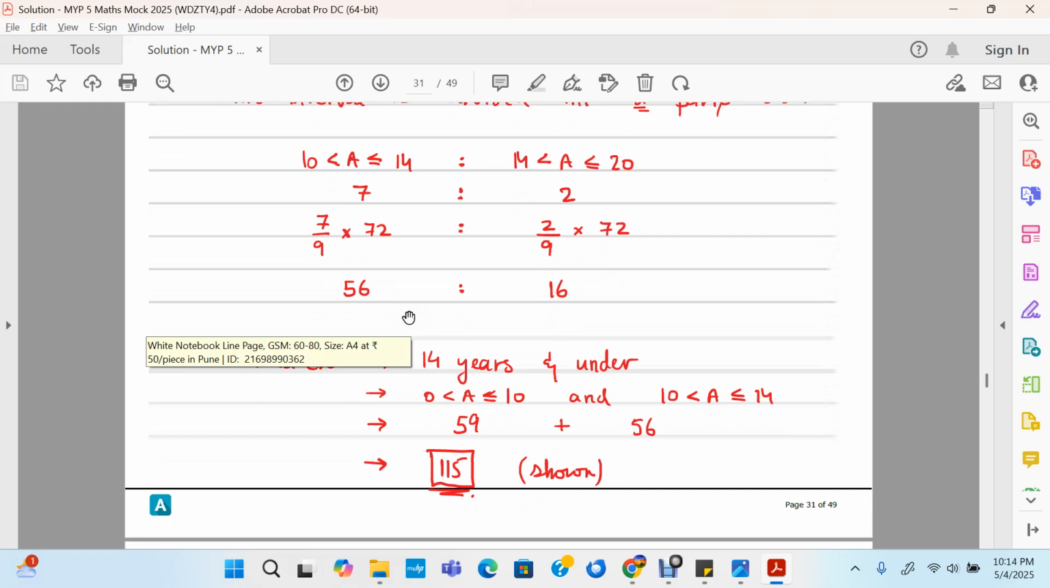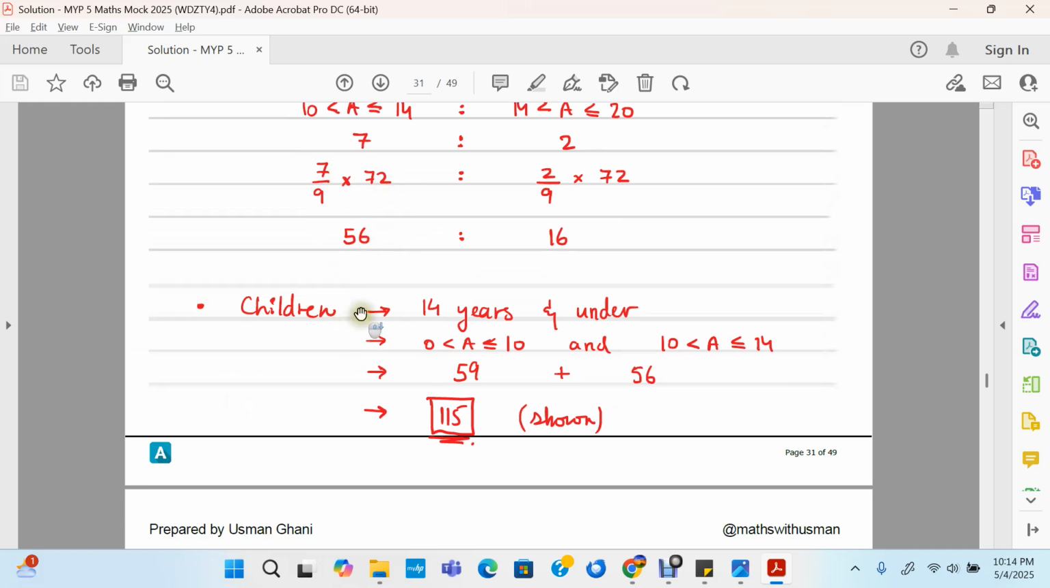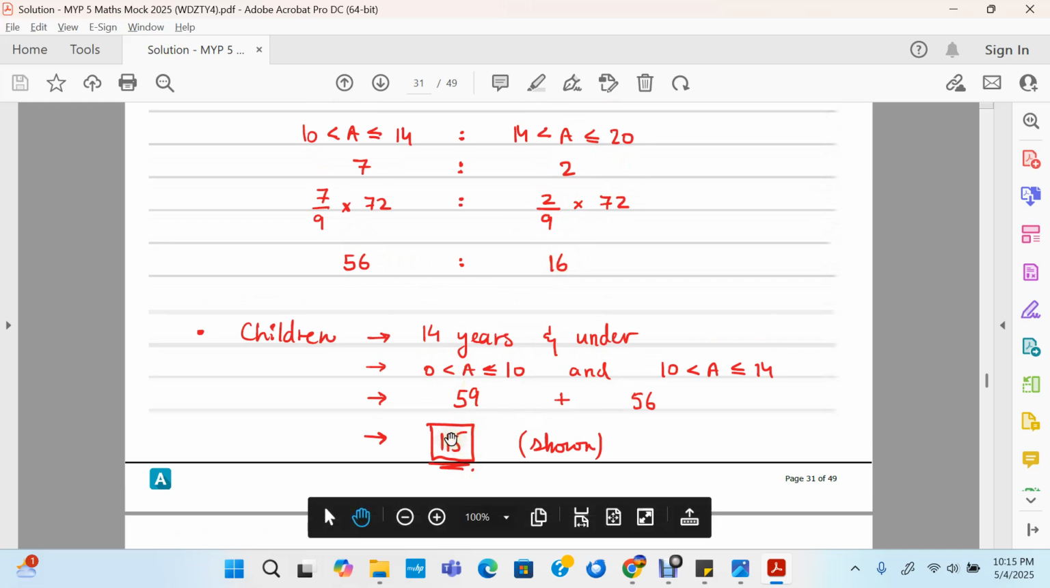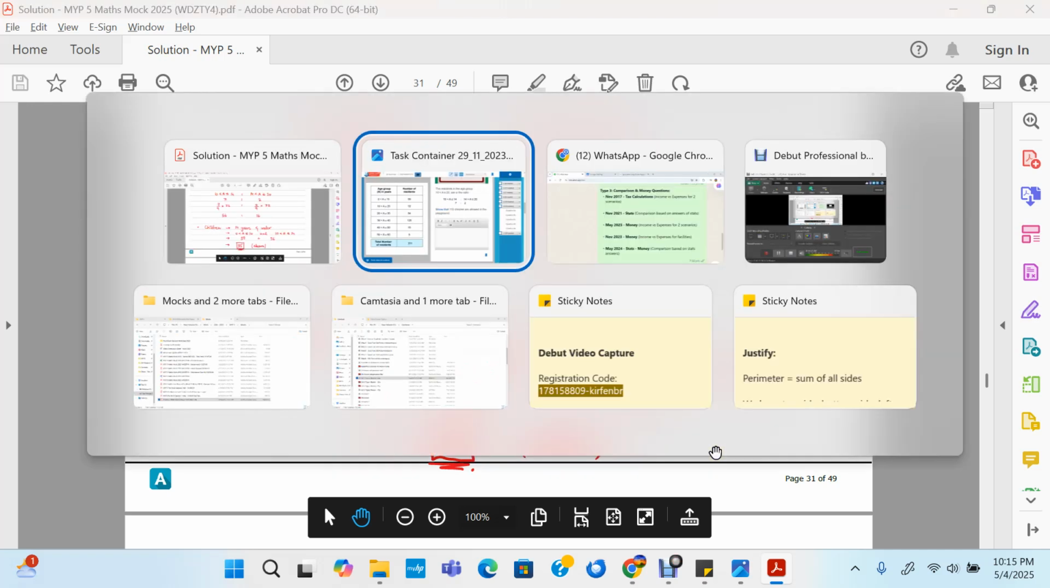7 multiplied by 8 is the same as 56. So 14 years and under means the first category from 0 to 10 and from 10 to 14. 59 plus 56, this is 56. Okay, this category belongs to the fitness center. So when you add them, you get an answer of 115, which is shown. This was a show that question.